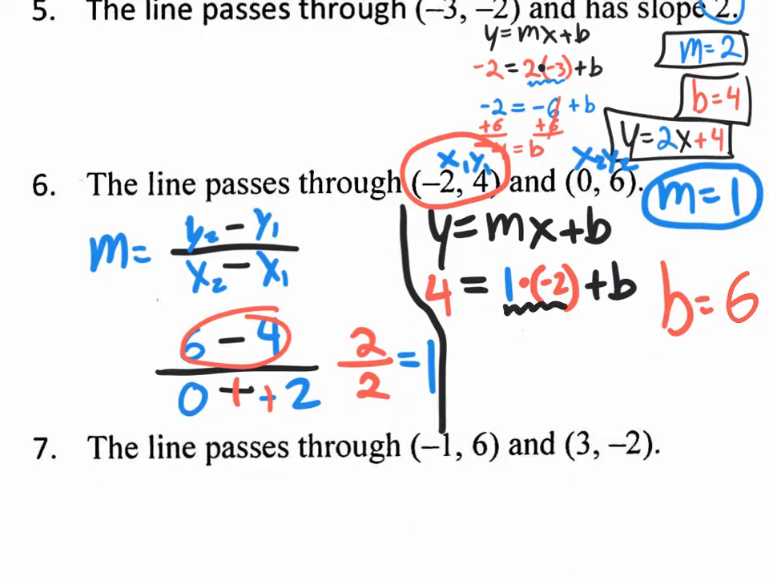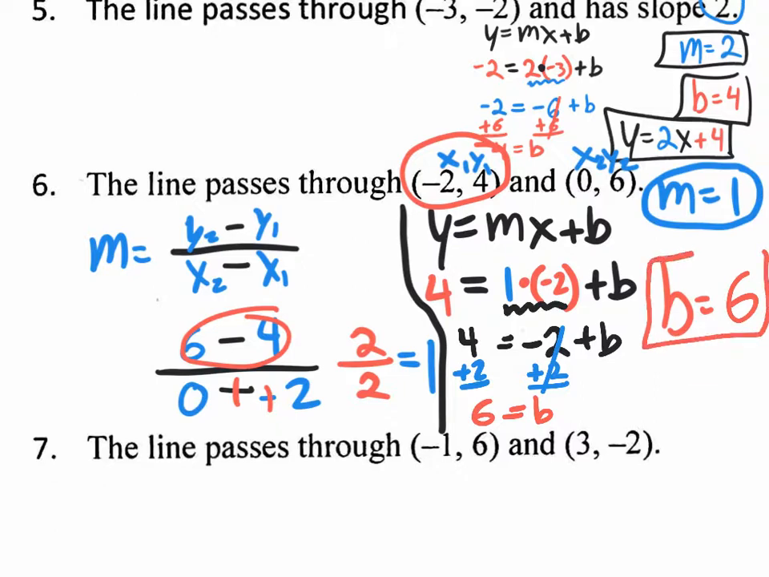1 times -2, that's -2, plus b equals 4. How do you get rid of that -2? By going plus 2 here, plus 2 over here. You will get your b value equaling 6. But you see, I already knew that. Why? Because I know that this coordinate right here is on the y-axis itself. 0 on the x, 6 on the y.